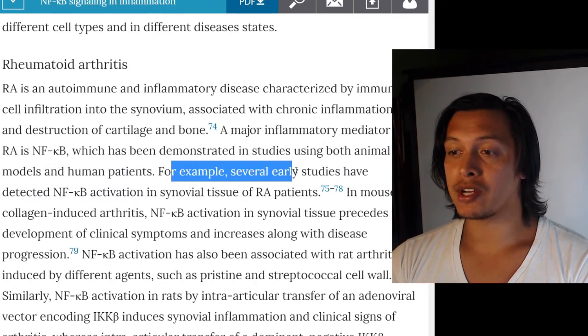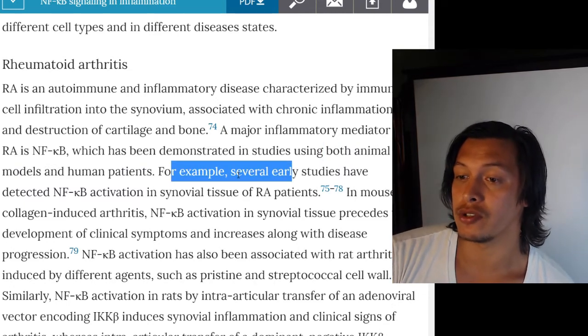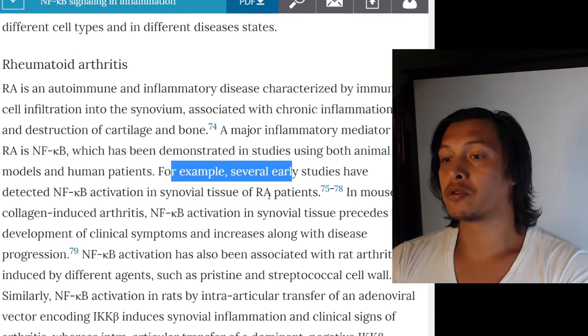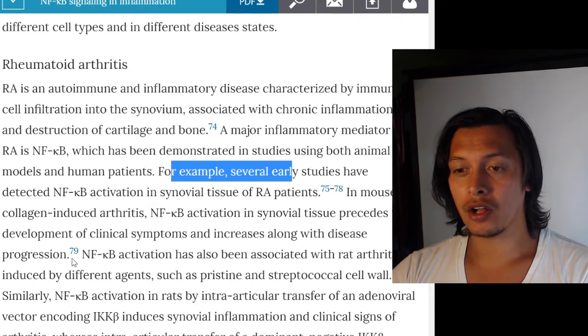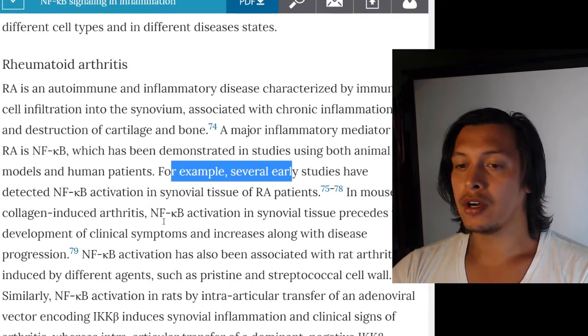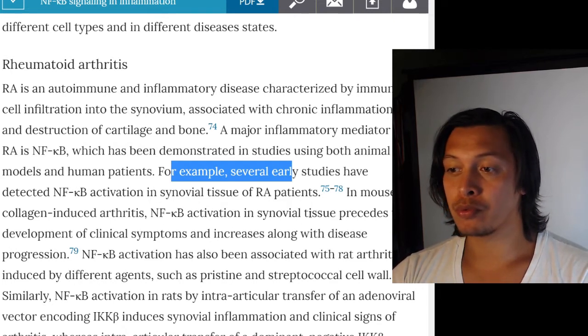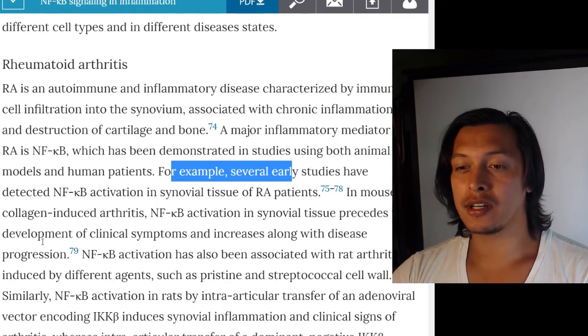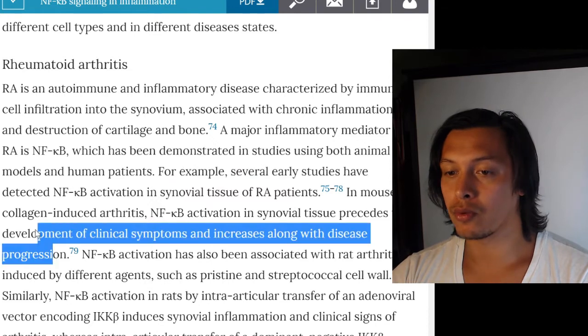So, for example, several studies have detected nuclear factor kappa B activation in synovial tissues of rheumatoid arthritis patients. In mouse collagen-induced arthritis, nuclear factor kappa B activation in synovial tissue precedes the development of clinical symptoms and increases along with disease progression. So this is happening first.